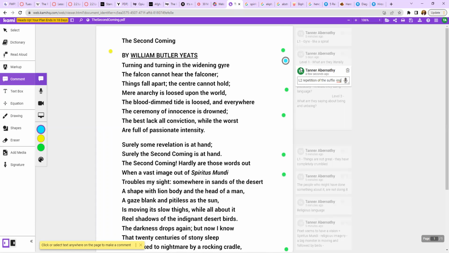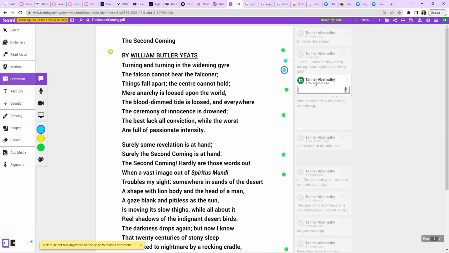It turns a verb into a noun typically. Turning and turning in the widening gyre, the falcon cannot hear the falconer, right? And we kind of have a slant rhyme here. A slant rhyme is where two things don't rhyme completely. Gyre and falconer, right? Typically we're looking for what are called end rhymes here. But you also get internal rhymes, falcon, falconer, right? But it's also just repetition.